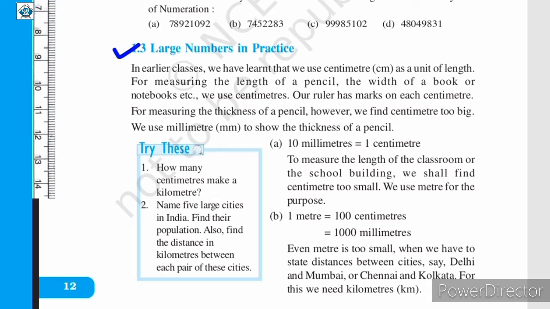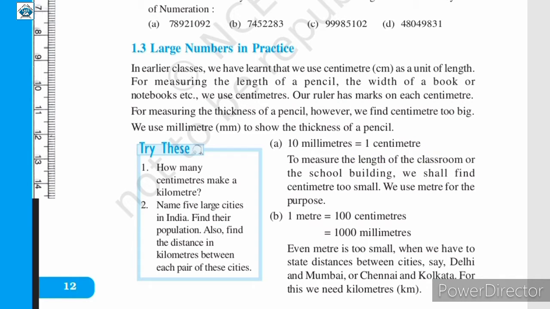Now in earlier classes you have learned about the unit of length which is centimeter. Centimeter is a unit of length. It is used for measuring lengths such as the length of your pencil or the width of a book or notebooks etc. But if you were to measure the thickness of a pencil, then centimeter will be too big. So for this purpose, we use millimeter, which is smaller than centimeter because 10 millimeters make 1 centimeter.